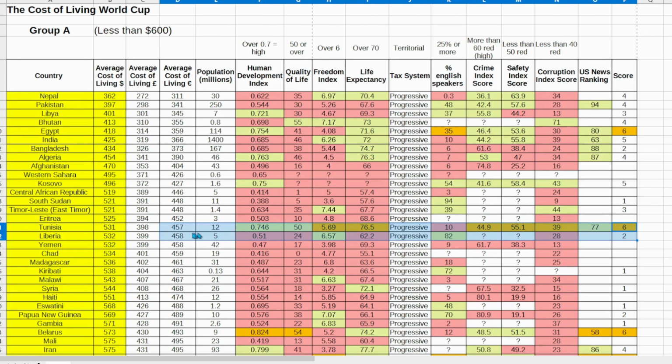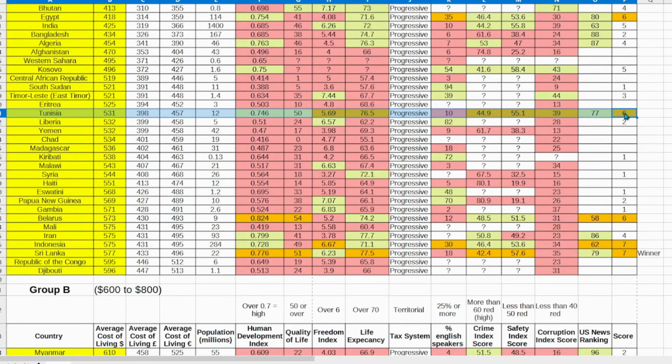The next country on the list to get 6 or more is Tunisia with 6 points. And then we have Belarus, which also gets 6 points. And then we have Indonesia, which has a cost of living of $575 per month, which is £431 or €495. So Indonesia gets 7 points. And then we have Sri Lanka, which also has 7 points.